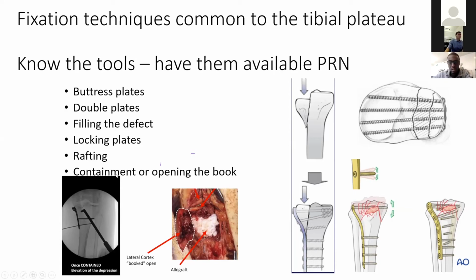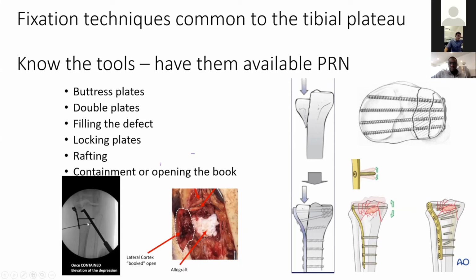And then you'll hear about things like filling the defect or containment and open book. Essentially, they're just techniques to help, again, prevent subsidence of that bone. So opening the book is where you literally book open your fracture fragment, elevate your joint fragment, and then put something in to prevent subsidence. You see a nice picture of it there.